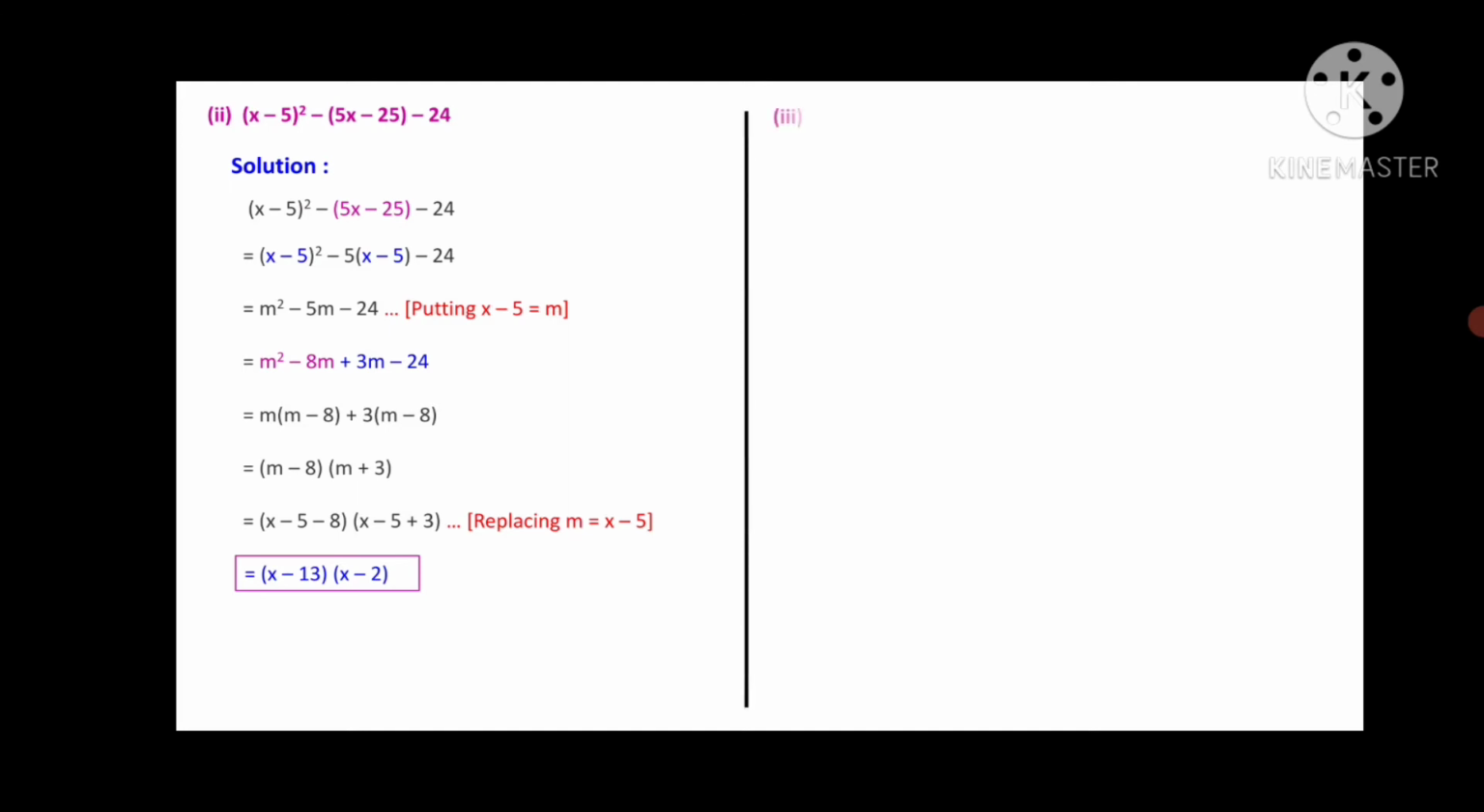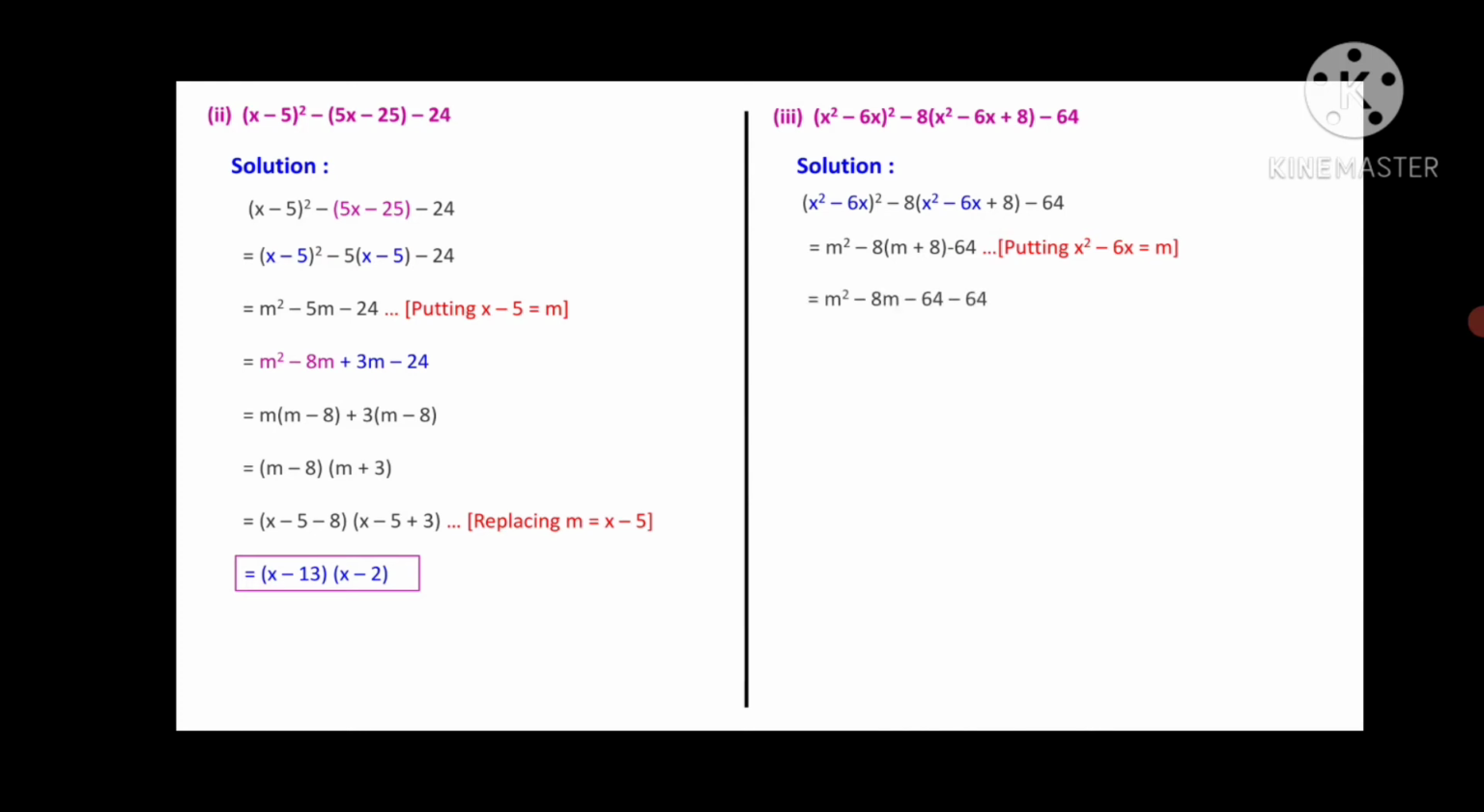So friends, let us see one more problem. x square minus 6x in brackets squared, minus 8 into x square minus 6x plus 8 bracket complete, minus 64. Here x square minus 6x could be replaced with m. So it will become m square minus 8 into bracket m plus 8, minus 64. So friends, now we will solve this one. m square minus 8m minus 64 minus 64. So it will become now m square minus 8m minus 128.